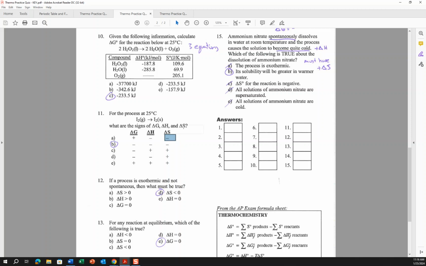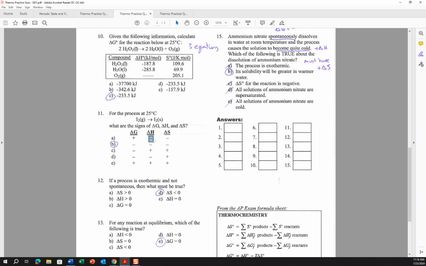This would be deposition, the opposite of sublimation. Deposition is exothermic. Freezing is exothermic. Condensing is exothermic. So in order for this to happen, the particles have to lose energy, right? Gas to solid, so we know it's exothermic. So again, that is still A or B.